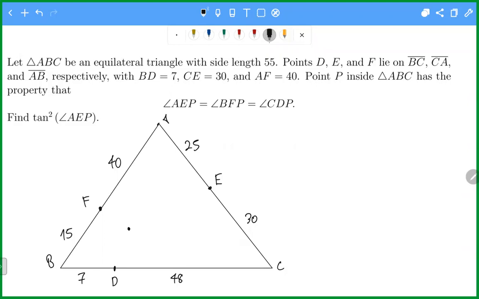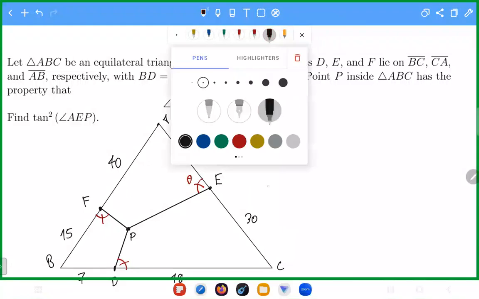And when I connect P with E and P with F and P with D, certain angles are equal to each other. So this is P. This angle here equals this angle here, and that also equals the angle here, right? And if we call this theta, we want to find tangent squared theta.